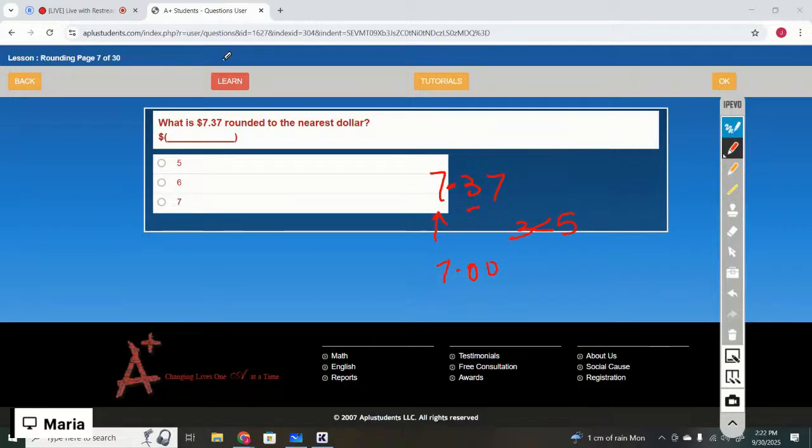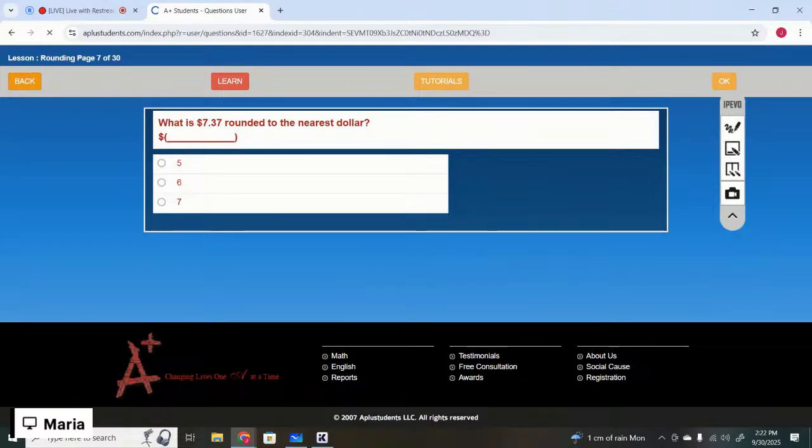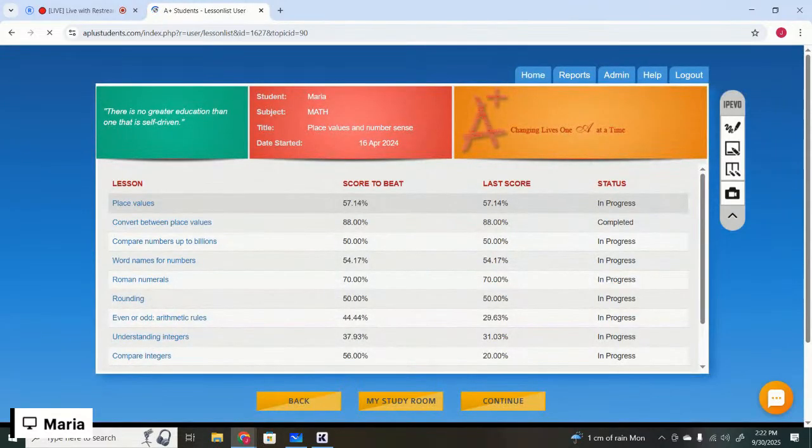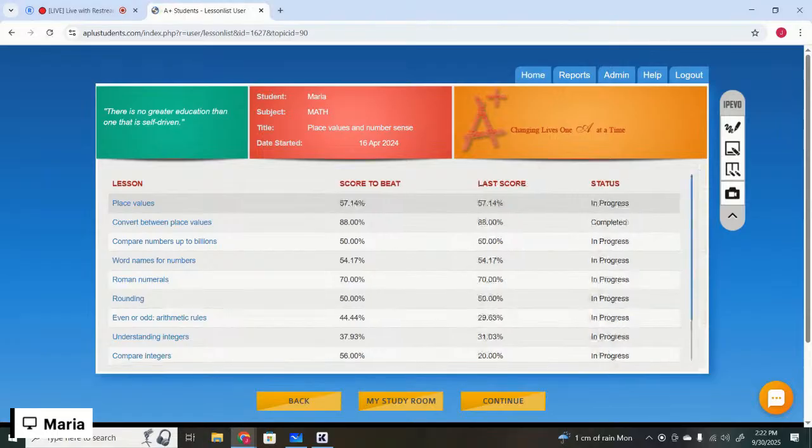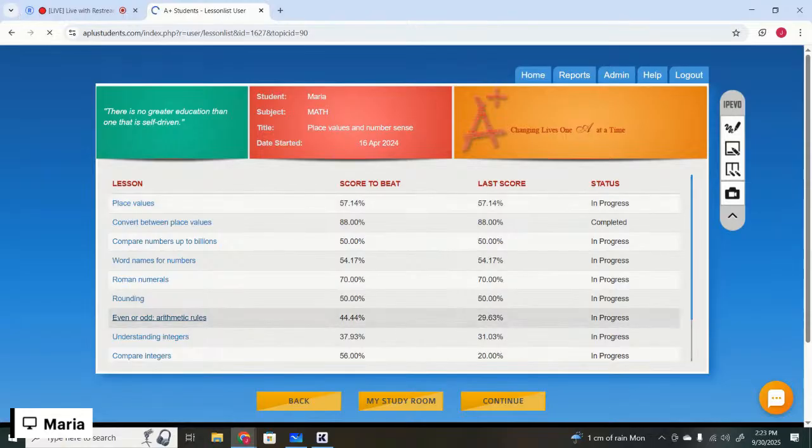Okay, you can complete the lesson by yourself later today. Let me just move to the next lesson. The next lesson is even or odd arithmetic rules.